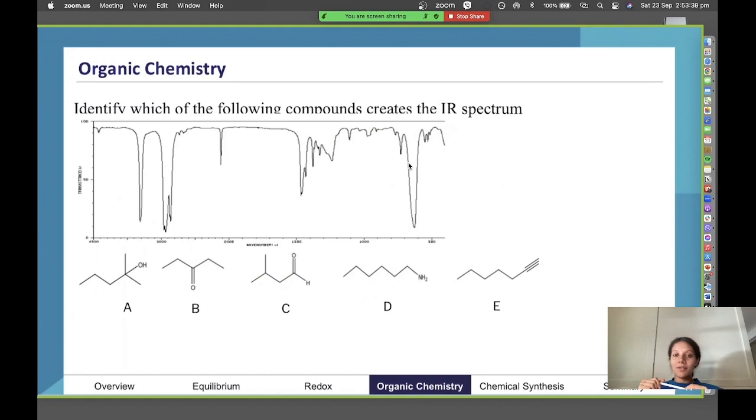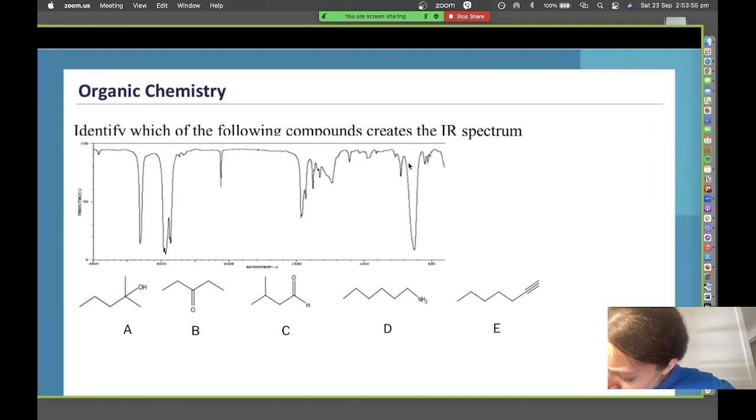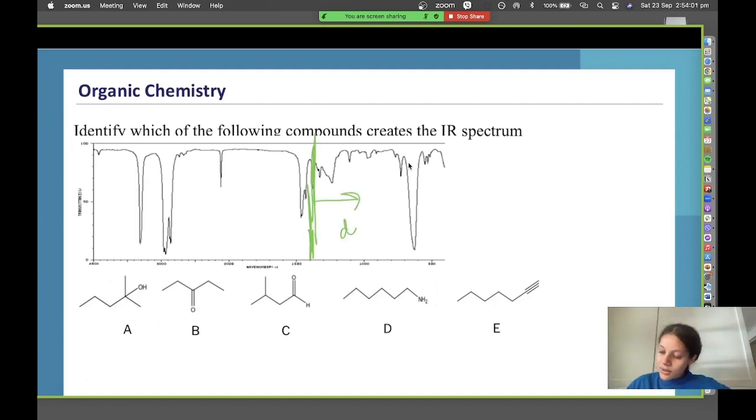Okay, so now we want to identify which of the following compounds creates the following IR spectrum. So just a couple things to note for looking at your IR spectrum is that you don't look at anything below 1400. So I think on this curve, that's 1500 there. So anything below here, anything that way, you disregard. So that means we're only looking at the left-hand side there.